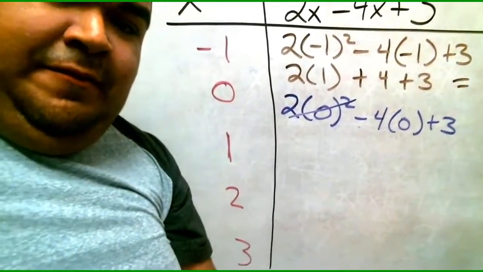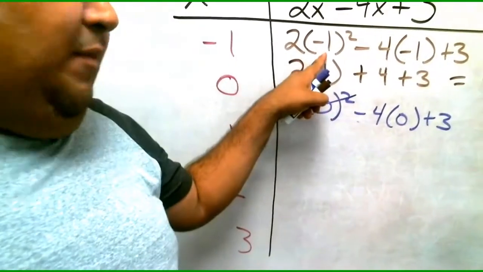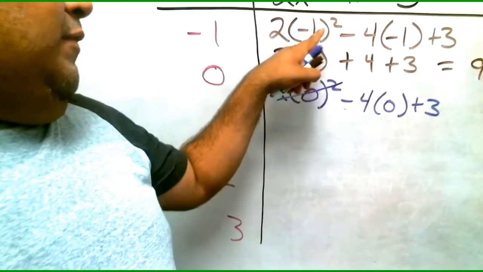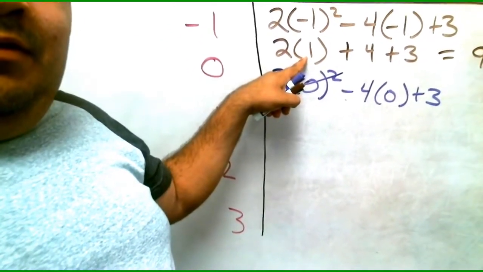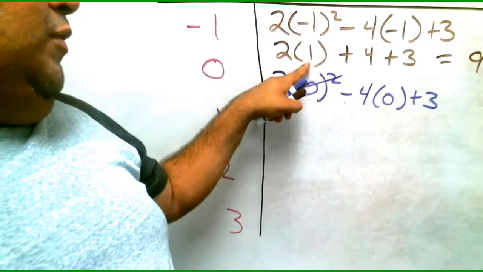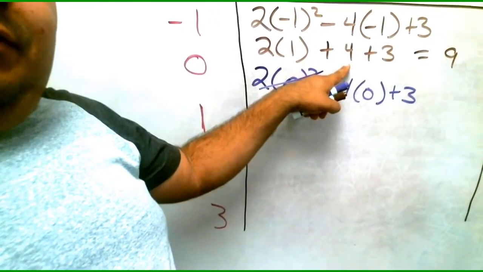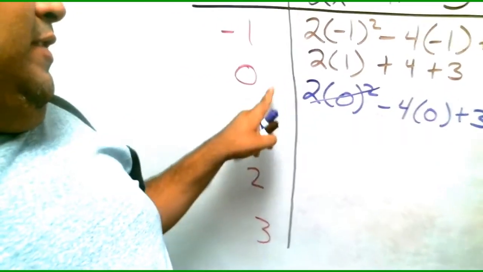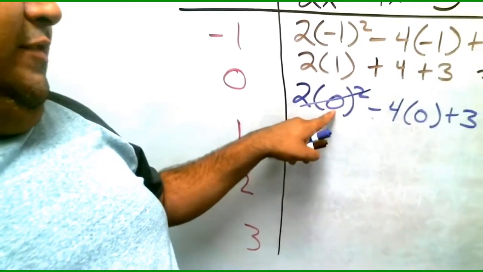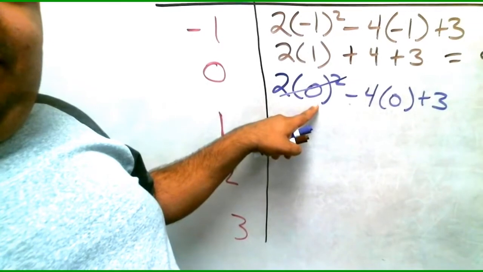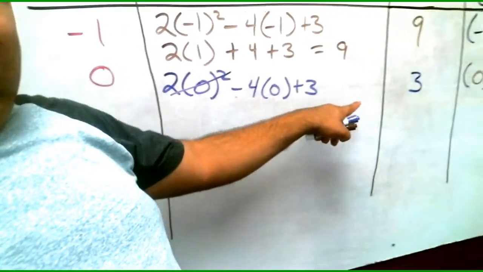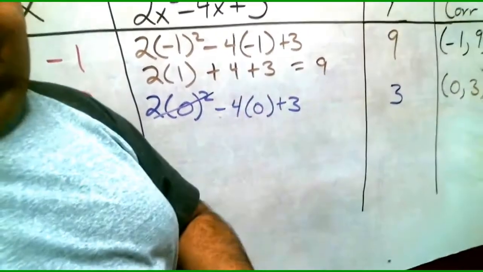Now I'll zoom in again so you can see the chart. Like I said, the first time we plugged in negative 1, which became positive 1 because negative 1 times negative 1 is positive 1. 2 times 1 is 2. 2 plus 4 is 6. Plus 3 is 9. And then we plugged in 0 for the x. 0 times 0 is 0, times 2 is 0. 4 times 0 is 0. So we only have the 3 left over.